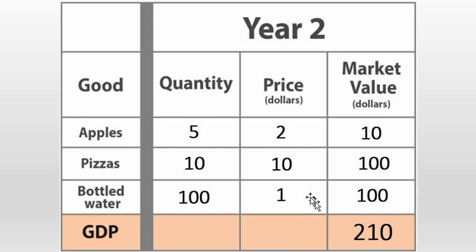Now we could use whatever year we want for the base year. We could have used year two prices and calculated year one based on year two prices. It doesn't matter what year we use as a base year. All we're trying to do is figure out what's actually happening to production.